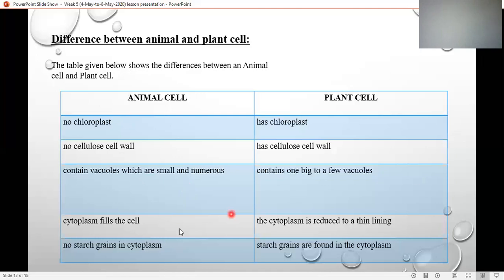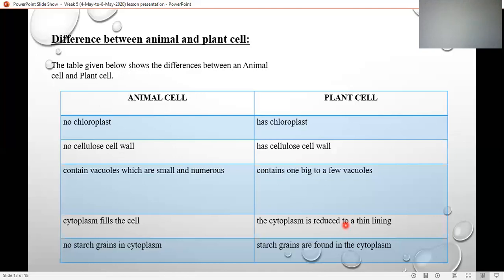Cytoplasm fills the cell, meaning there's cytoplasm all around the cell because there isn't any big structure in the animal cell. But cytoplasm is reduced to a thin lining in plant cell because there is a big vacuole in the middle of the plant cell. Okay, animals have no starch grains in cytoplasm, but plants have starch grains in cytoplasm.